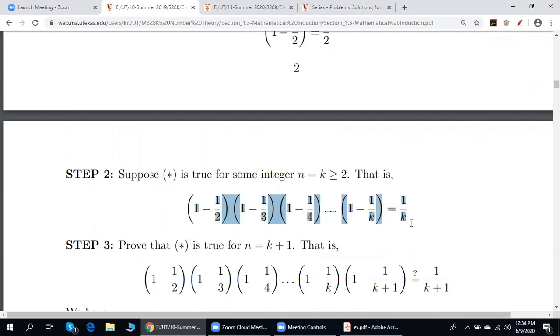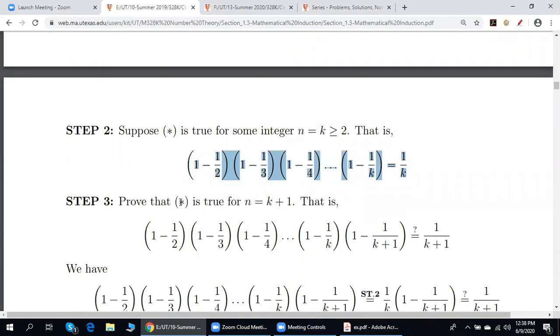Namely, suppose this. We want to prove that asterisk is true for n is equal to k plus 1. If n is equal to k plus 1, the last term becomes 1 minus 1 over k plus 1. And for convenience, in order to use step 2 to prove this, it is convenient to write down the previous term, which is 1 minus 1 over k. The right-hand side becomes 1 over k plus 1. Again, we put here question mark.